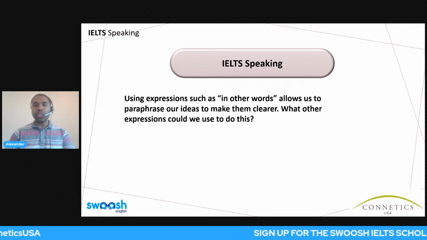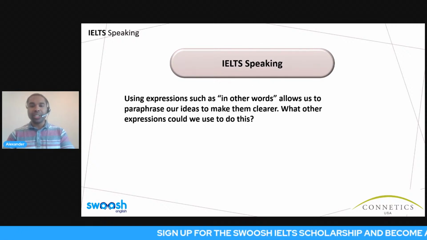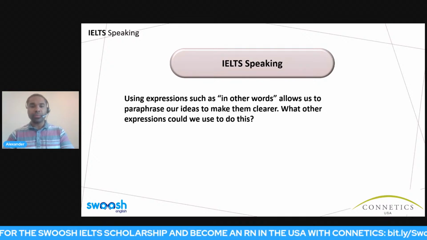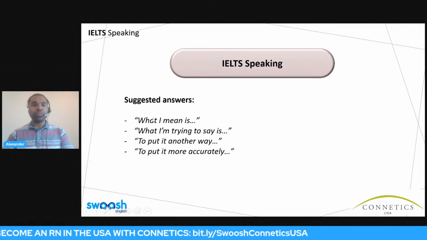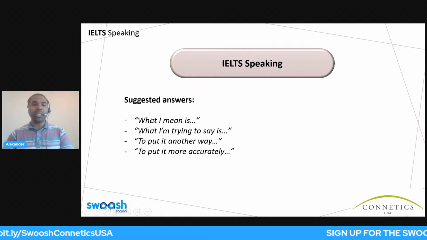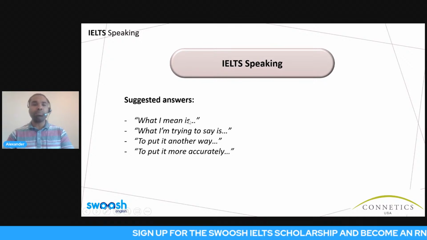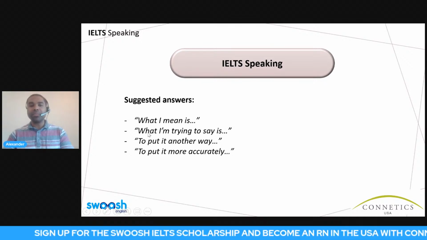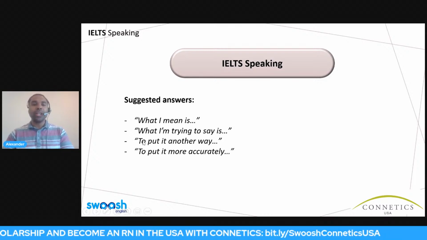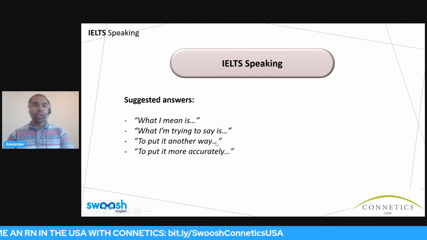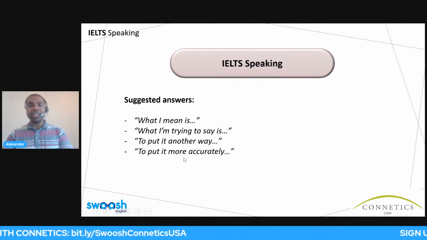Okay, so some suggestions that I have, I'm going to share with you now. So here are some expressions we could use. So what I mean is, okay, we can use that in order to clarify the information we're providing. We've made a statement and we're going to paraphrase it now. And so we can use this expression in order to make our ideas clearer. Another expression, what I'm trying to say is, again, has a very similar meaning. Or to put it another way, or as you can see, the final one, to put it more accurately.